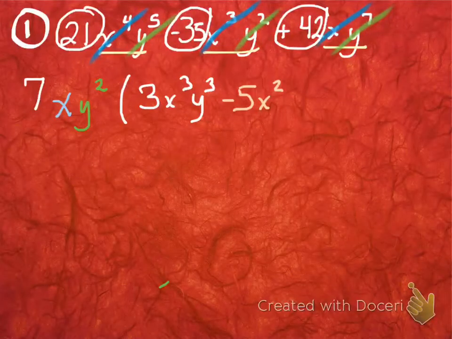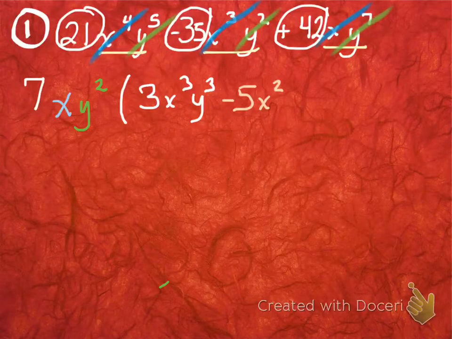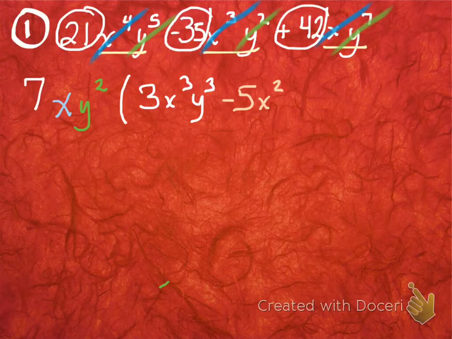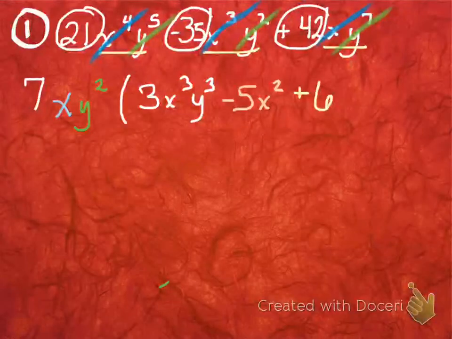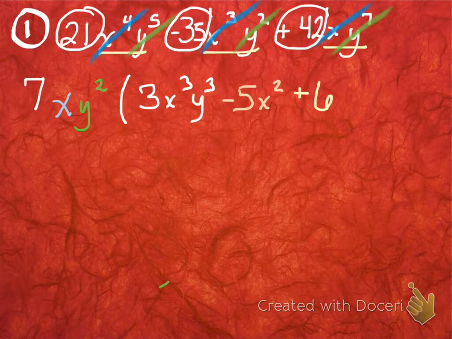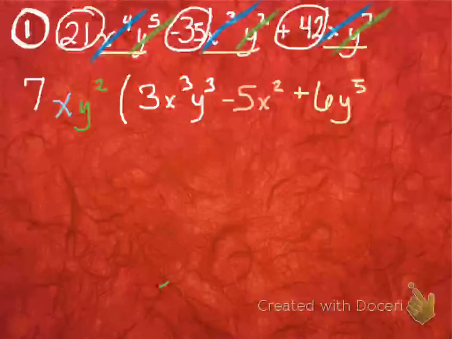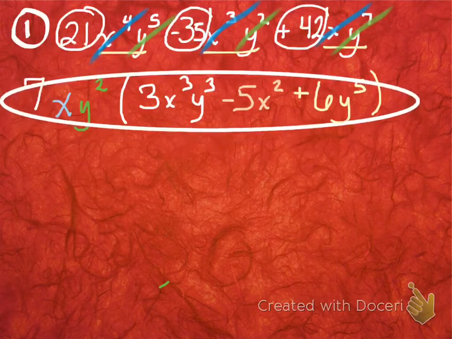Now let me go to the next term. My next term is 42xy to the 7th. So if I take out and divide by 7, 42 divided by 7 gives me a 6. Now, if I take out one x, that leaves me no x's behind. If I take out two y's, that leaves me a y to the 5th. This right here is my answer.